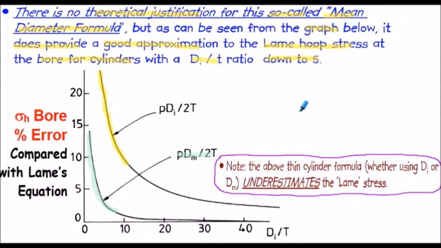So when you think of the work involved in calculating the hoop stress at the bore from Lamé's equations and compare it to using the PD upon 2T formula, you can see that the mean diameter formula is a useful check we can apply when analysing thick-walled pressure vessels with internal pressure. So that's just for reference and an equation we can use just to check out the hoop stress at the bore should we want to.